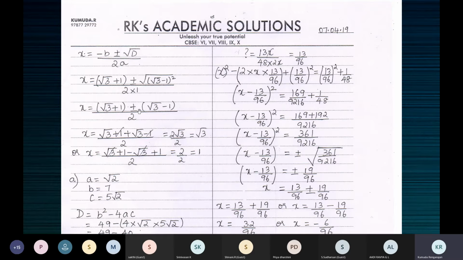When you're doing it with the minus sign, you'll have to be careful. Minus into root 3 is minus root 3. Minus into minus is plus, because when you have the minus sign outside the bracket, to remove the bracket, minus into root 3 is minus root 3, and minus into minus plus 1 by 2. So here, once we work it with the plus sign, then with the minus sign, be careful. Don't forget to multiply the minus sign with every term inside the bracket. And here you see the values of x: x can be root 3 or x can be 1.